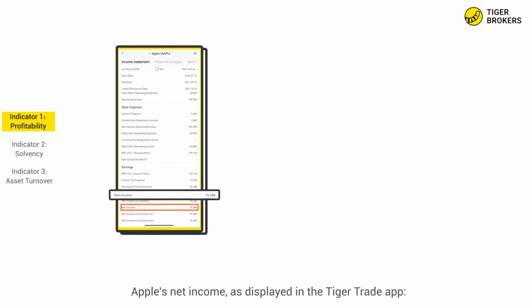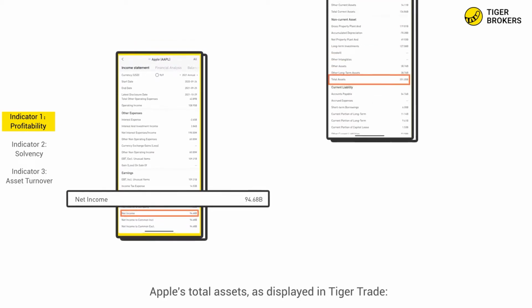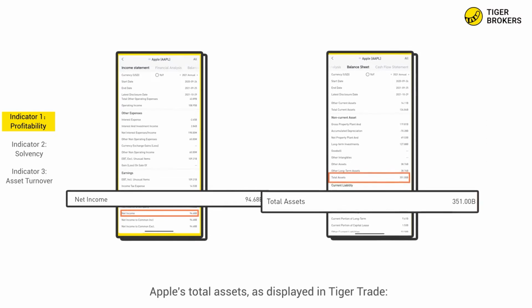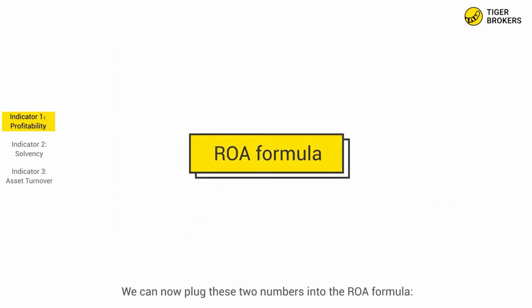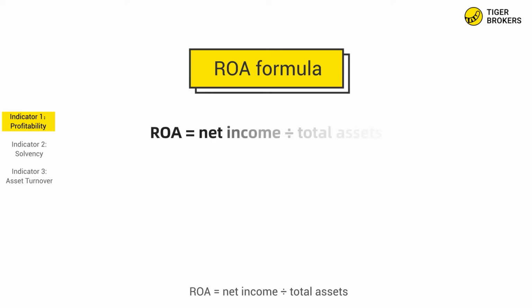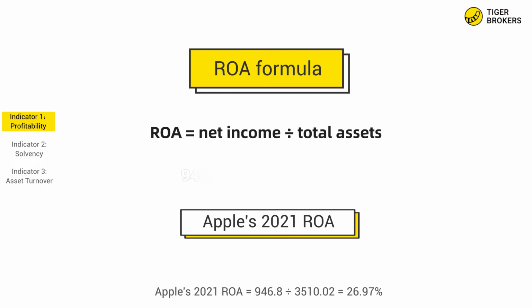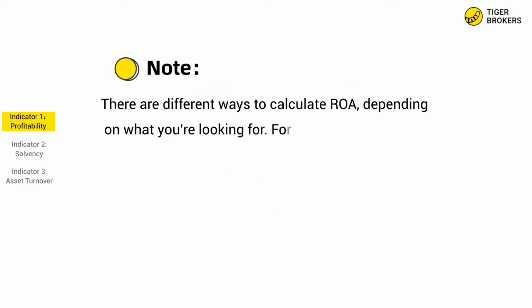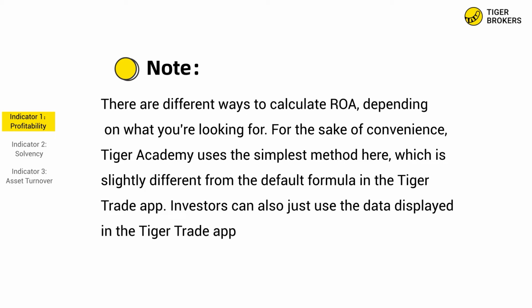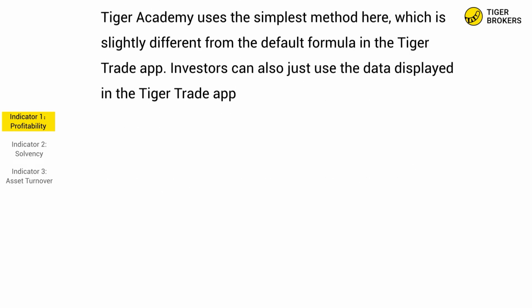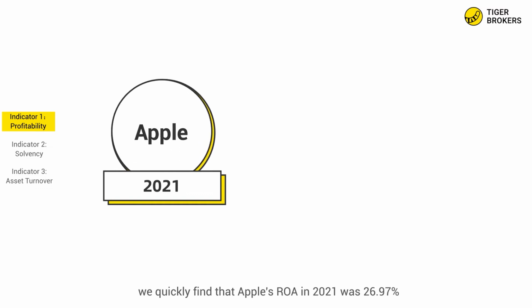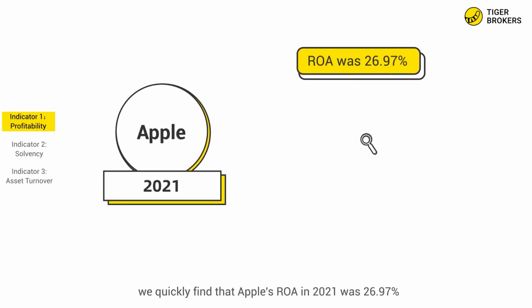Apple's net income is displayed in the TigerTrade app. Apple's total assets is displayed in TigerTrade. We can now plug these 2 numbers into the ROA formula. ROA equals net income divided by total assets. Apple's 2021 ROA equals 946.8 divided by 3,510.02, which equals 26.97%. Using the formula, we quickly find that Apple's ROA in 2021 was 26.97%.